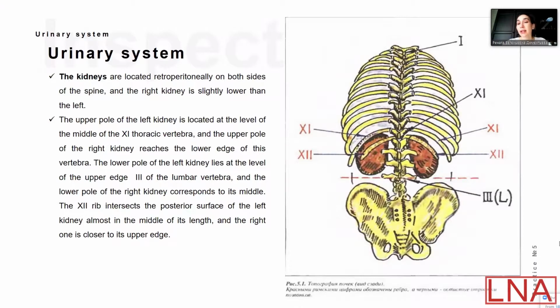As you can see in this picture, it's a projection of the kidney in the thorax and abdominal cavity. The 12th rib intersects the posterior surface of the left kidney almost in the middle of its length, and the right one close to its upper edge.